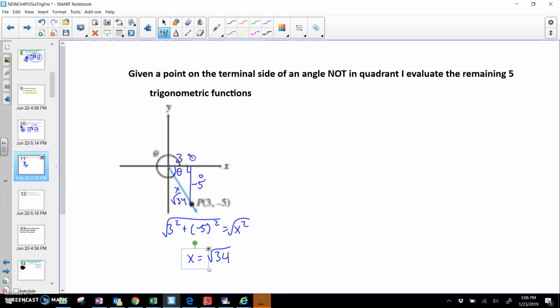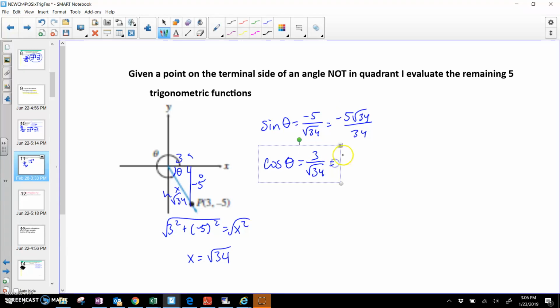This is the opposite, adjacent, and hypotenuse. Sine of theta is opposite over hypotenuse, negative 5 over root 34, which turns into negative 5 root 34 over 34. Cosine of theta is going to be 3 over root 34, which is 3 root 34 over 34. Tangent of theta is opposite over adjacent, so negative 5 over 3.